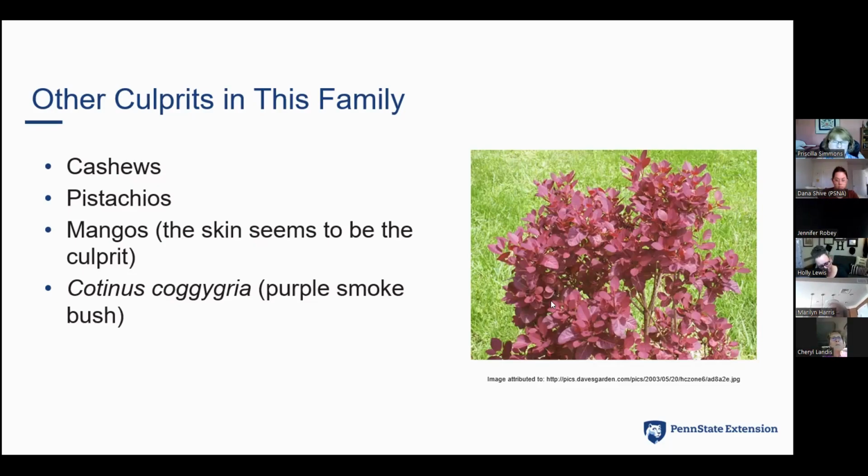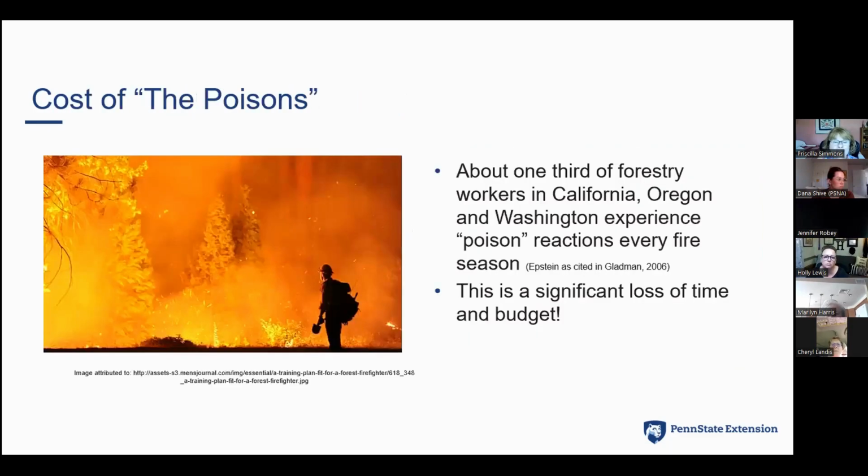I at one time had two purple smoke bushes and never had any problem with them. And so I can't really give you more information about this. I suppose it's a situation where some people do react to touching the purple smoke bush. And I'm going to tell you a little bit about what exactly it is in the leaves that creates the problem.